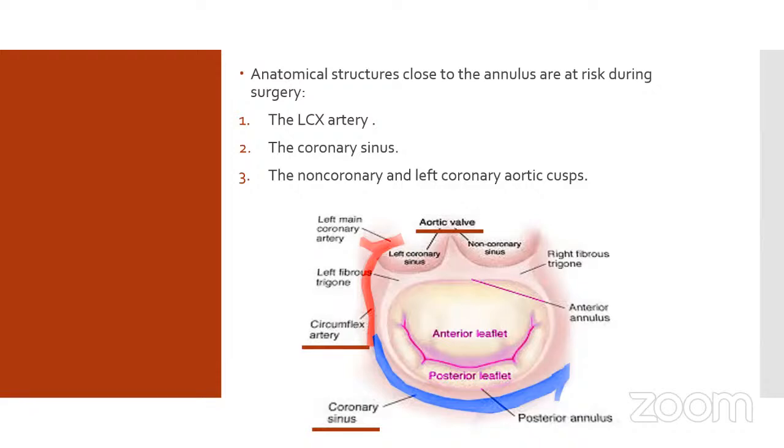The coronary sinus, which is initially in a lateral position to the posterior leaflet, and then crosses the artery and becomes medial, closer to the posterior leaflet attachment, around 5 millimeters superior to the annulus. The non-coronary and the left coronary aortic cusp, which are in close relationship with the base of the anterior leaflet.